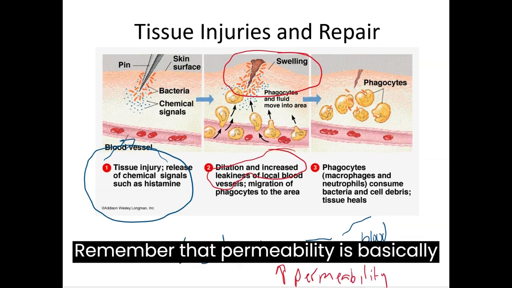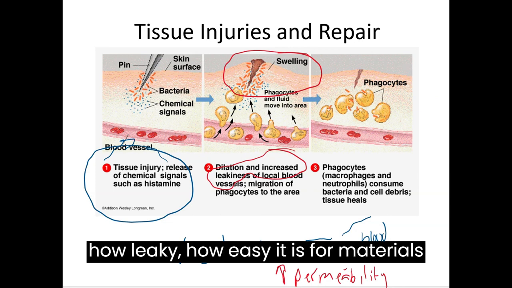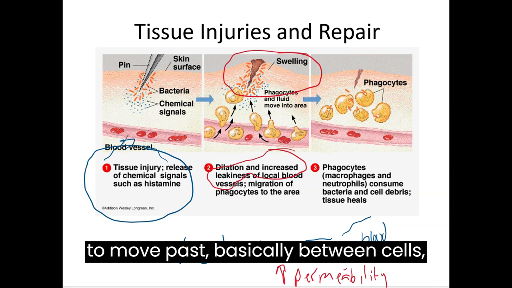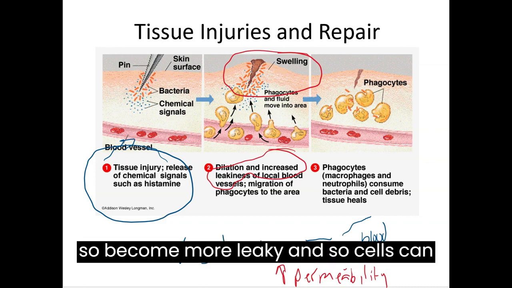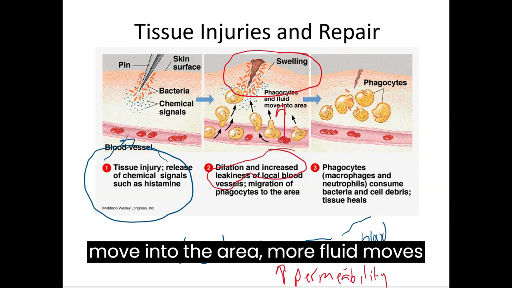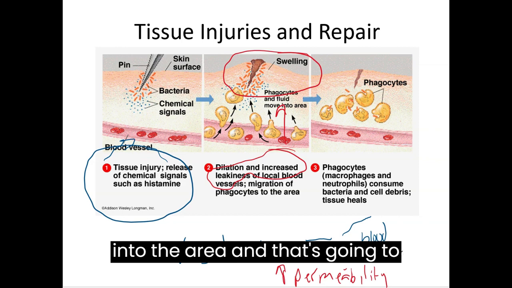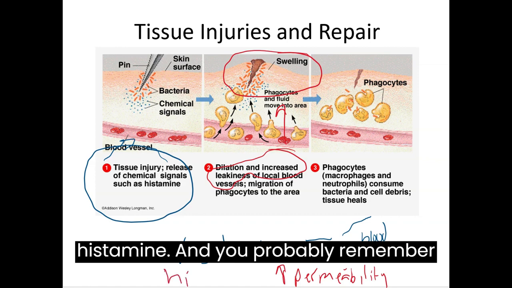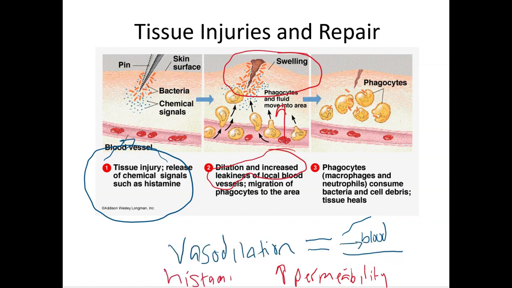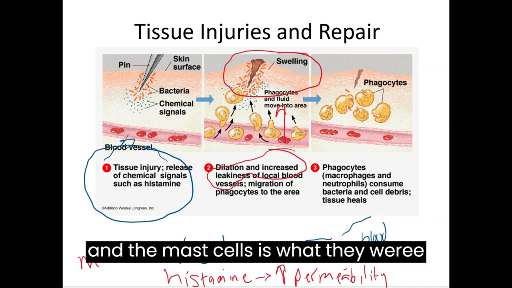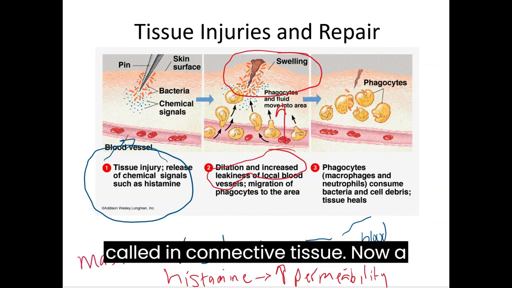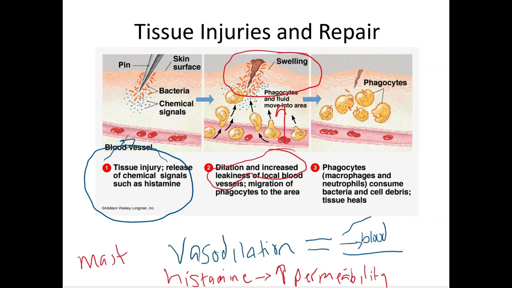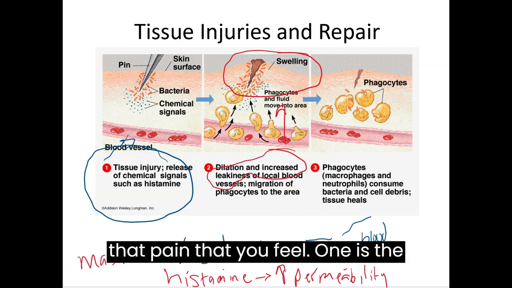Remember that permeability is basically how leaky, how easy it is for materials to move past, basically between cells. So they become more leaky. And so cells can move into the area, more fluid moves into the area, and that's going to cause swelling. And the main chemical that makes them leaky is histamine. And you probably remember that histamine is released from the mast cells, which is what they were called in connective tissue. Now, a couple things unfortunately cause all that pain that you feel.